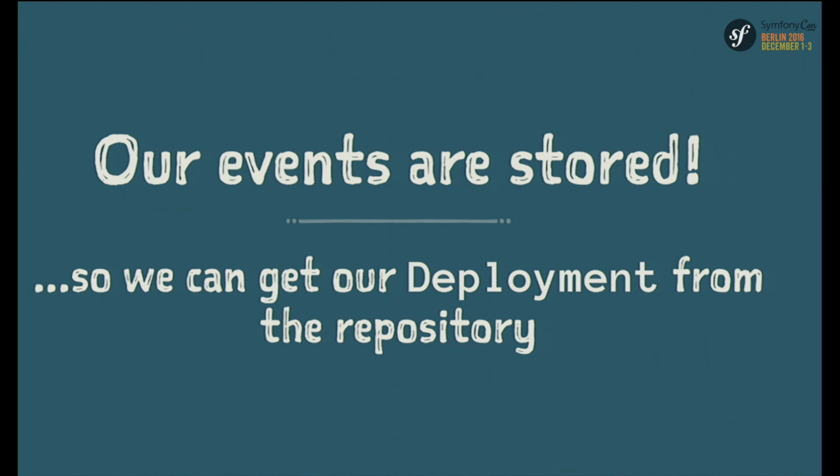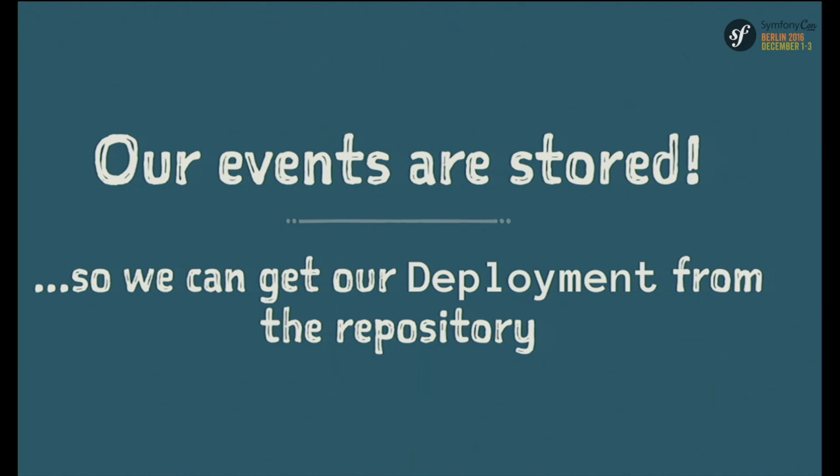So what we can do is, from the deployment repository, get our deployment object as it was before. So we can already, in different requests, recreate our deployment object from these events. That is basically event sourcing. And that's all. So let's try to go a little bit more advanced, or actually, more examples.